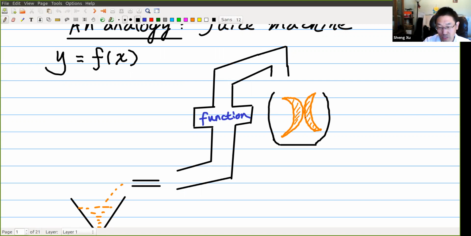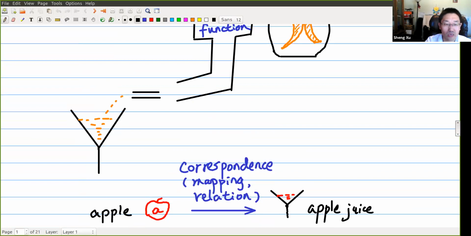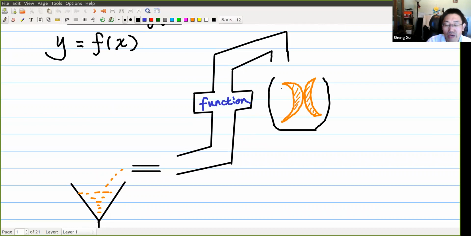So how does this juice machine work? You insert bananas, so this X, into the machine. Then the machine works. We say the machine functions, or works, to make the juice. The juice comes out from this pipe, which looks like an equal sign. Then you use a cup here. This cup looks like a Y, and it collects the banana juice. So this is my juice machine. If I use mathematical symbols, this juice machine looks like Y equals F of X, like this guy here.